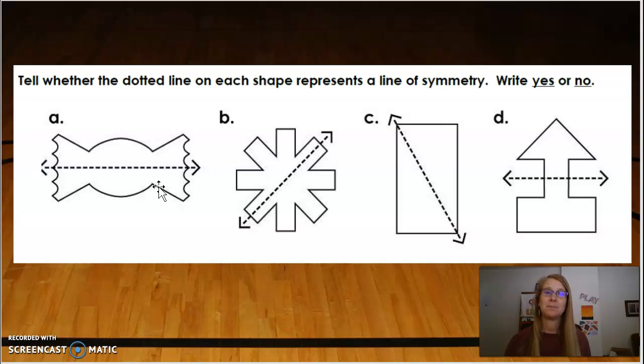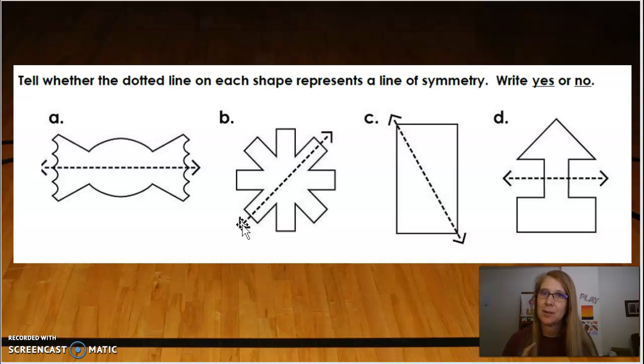Let's look at letter B. If you folded this object on this line, would it fold to be symmetrical? Would they all line up? Yes, that's a tough one. You really have to be able to use your thinking spatially, but yes, that is a line of symmetry.